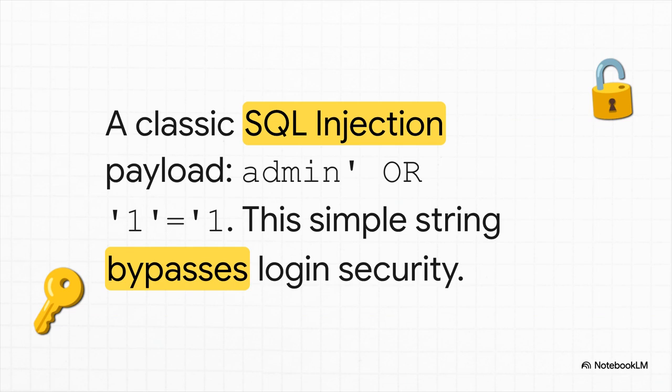And this is the golden key. This little string of text is a classic, beautiful, and devastatingly effective SQL injection. See, a vulnerable app just mashes this text into its database command. So instead of asking, is the user admin and is the password correct, the app is tricked into asking, is the user admin or is 1 equal to 1? And since 1 always equals 1, the database just goes, well, yep, that's true, and throws the doors wide open. Access granted, no password needed.